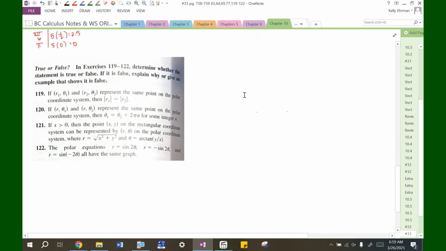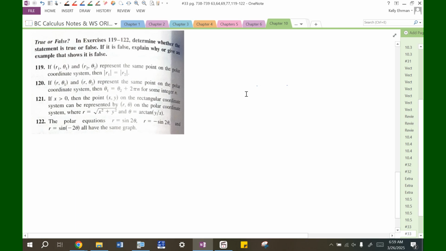Okay, and then this true or false section. So these are all true. Disclaimer right ahead. So if r1, theta 1 and r2, theta 2 represent the same point in a polar coordinate system, then r1 has to equal r2 in absolute value. So this is true, and it's because we know that they do represent the same point. So the only way for that to happen is, I'm just going to go with, say it's like 2 pi over 2.